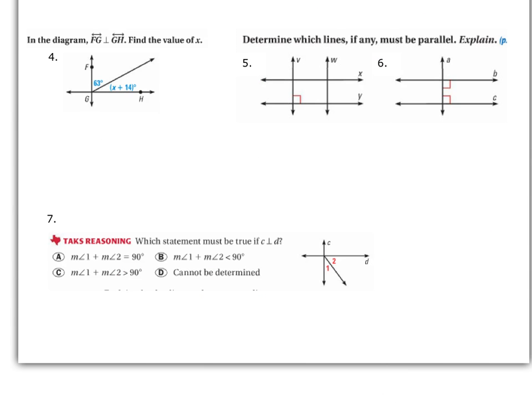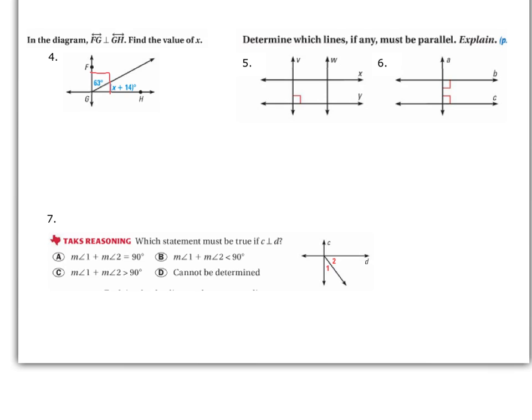Alrighty, number 4. In the diagram, it tells you that FG is perpendicular to GH. So right here, perpendicular. Find the value of x. Remember that the word find means you're an equation creator. You have to think about how you can set up an equation that will allow you to solve for x properly.